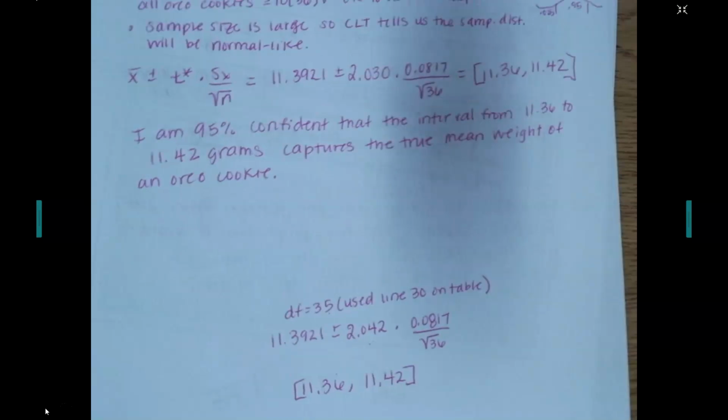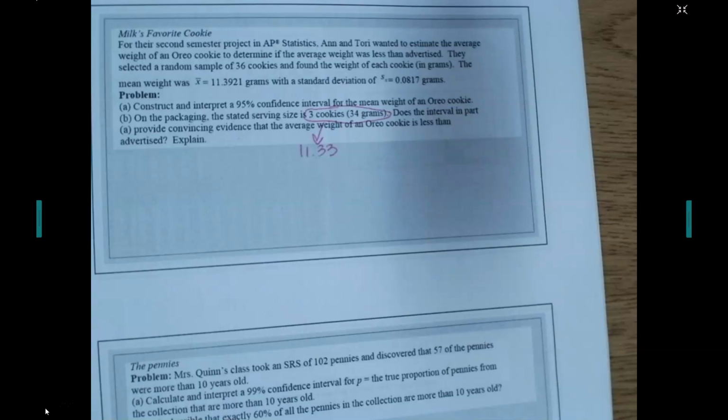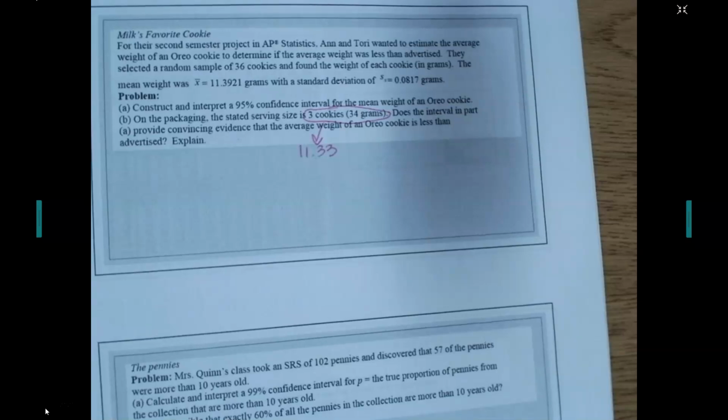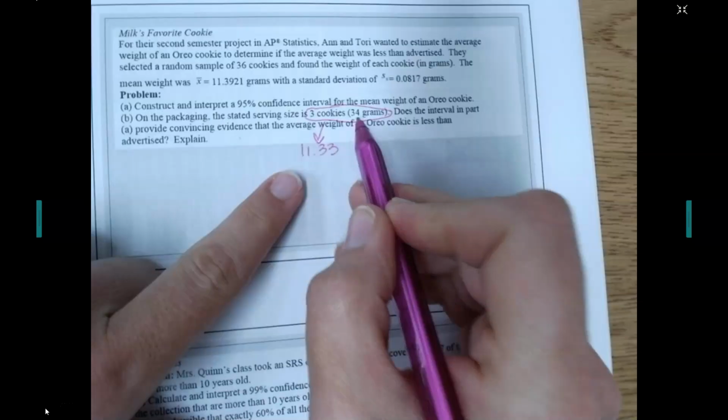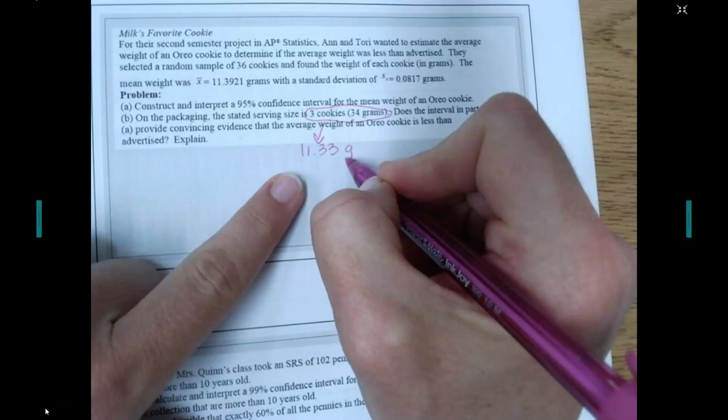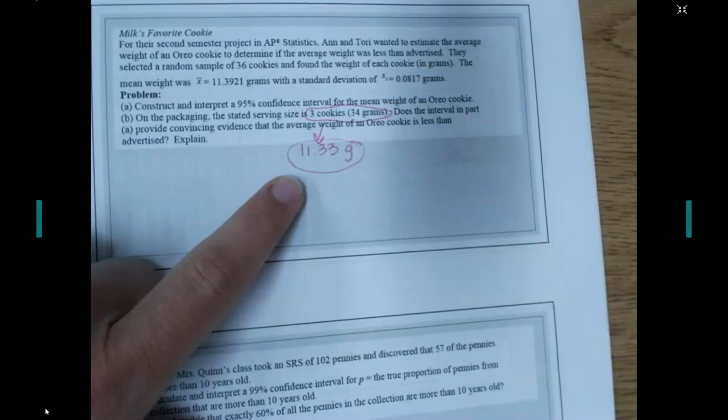All right. So let's go back and answer the last part of this question. It says, on the packaging, the stated serving size is 3 cookies or 34 grams. Does the interval in part A provide convincing evidence that the average weight of an Oreo cookie is less than advertised? Okay, well, it's advertised that if 3 cookies are 34 grams, that means on average, each cookie should be 11.33.